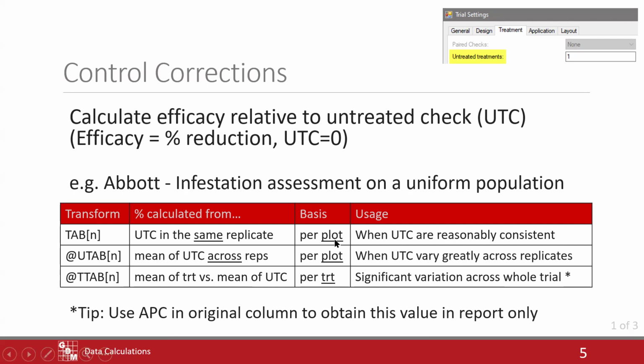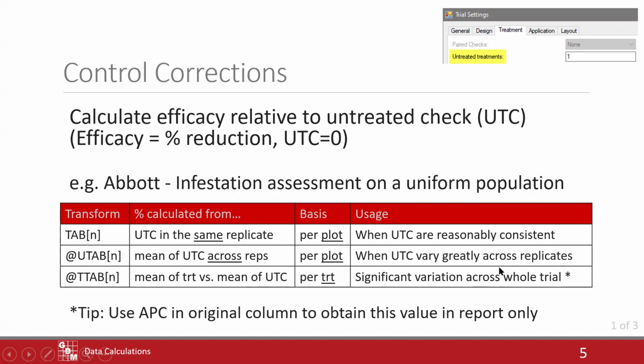And that's the regular typical way you do things. The assumption is that your check treatment is reasonably consistent. Then this is just perfect for that. The gotcha is if your check is pretty variable across different replicates.